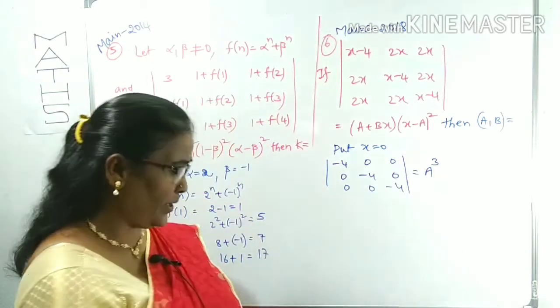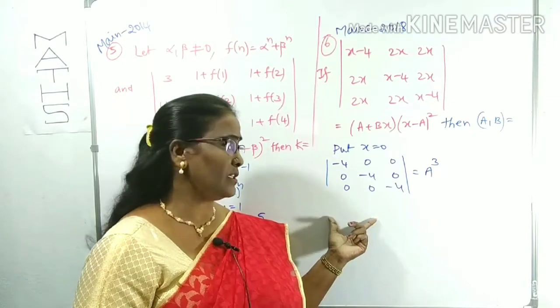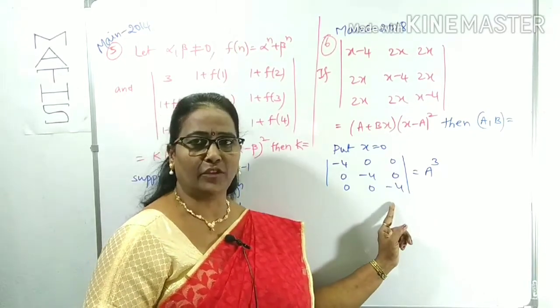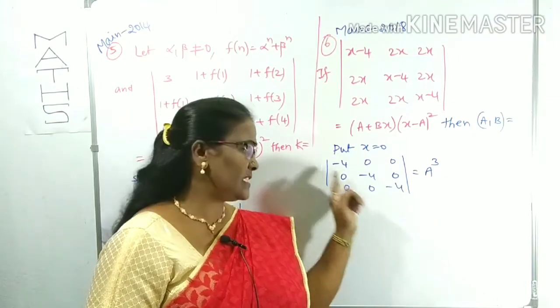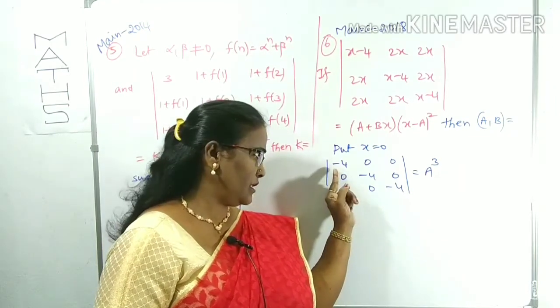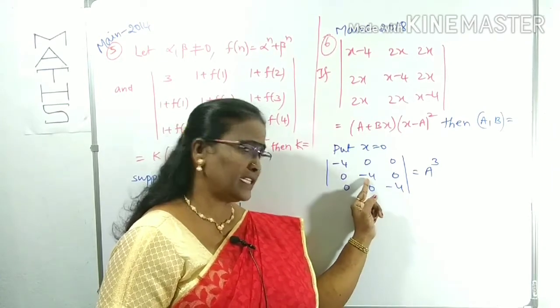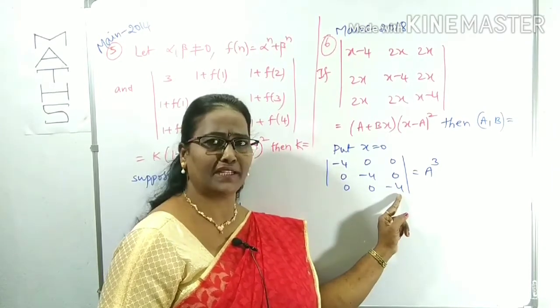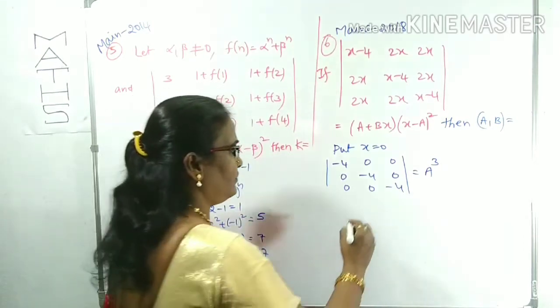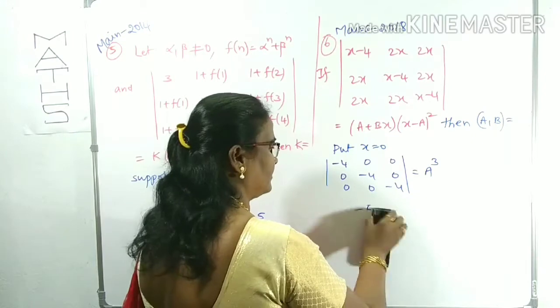I already said to you in part 1, you can look at the determinants part 1. This is clearly a diagonal matrix. To find out this determinant, you can just take the product of the diagonal elements. What are the diagonal elements here? Minus 4, minus 4, minus 4. Minus 4 into minus 4 is 16, 16 into minus 4 is minus 64. Therefore, this is minus 64, otherwise minus 4 whole cube also we can write.